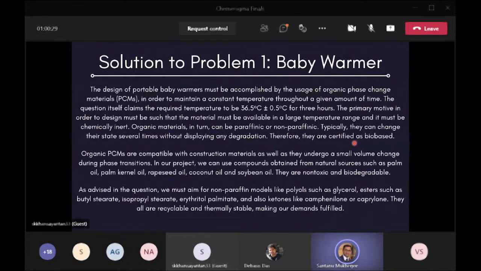The next part, I think, can you just move on to the next slide? Yeah, sure.